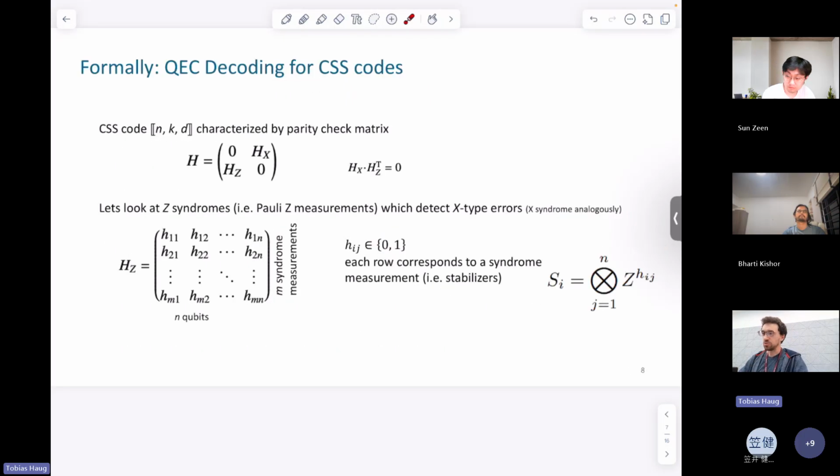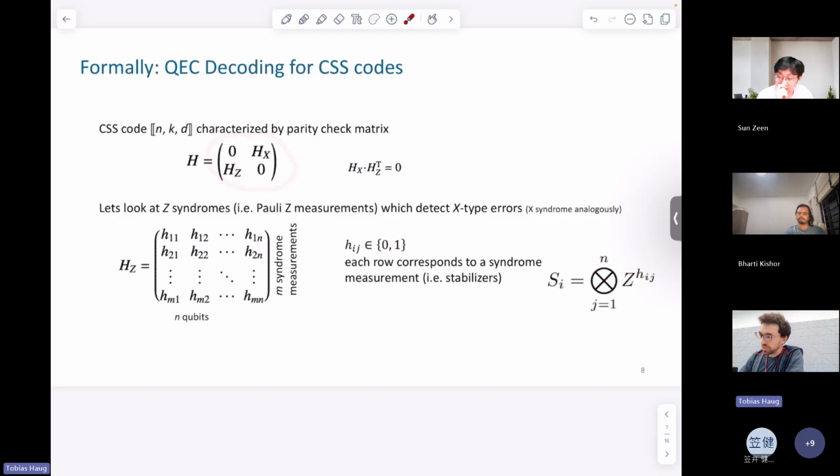I will now explain how to actually decode on a formal level. I will explain it for CSS codes for simplicity, but everything also works for any other type of code, though CSS codes are what you usually encounter. We already learned about CSS codes in previous sessions. Let's assume we have an [n, k, d] CSS code with n qubits, k logicals, and distance d. We can then write out its parity check matrix, H, which is the matrix that describes the stabilizer measurements. For CSS codes, you can write it in this way because Z measurements and X measurements are completely separate.